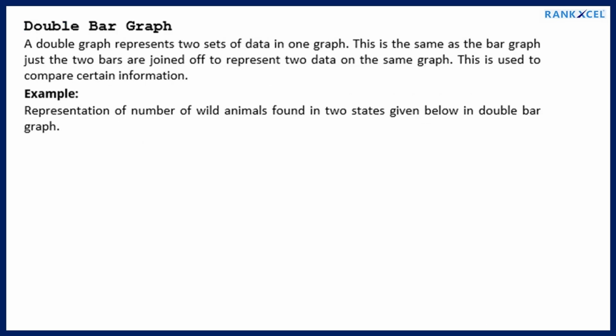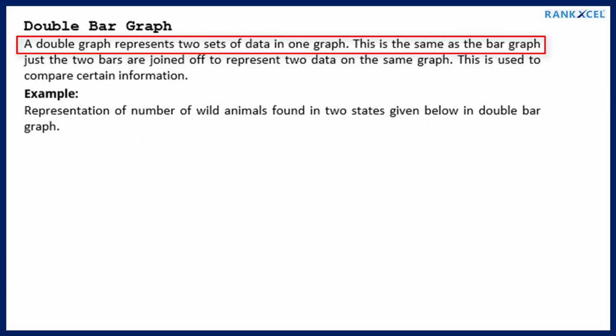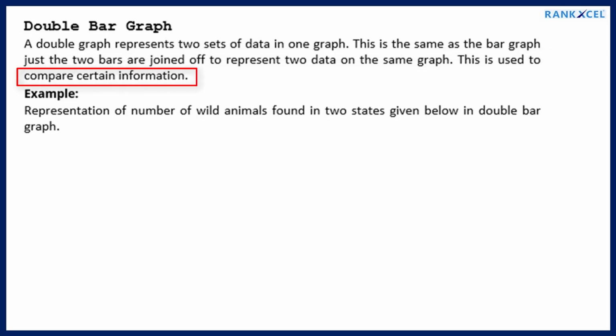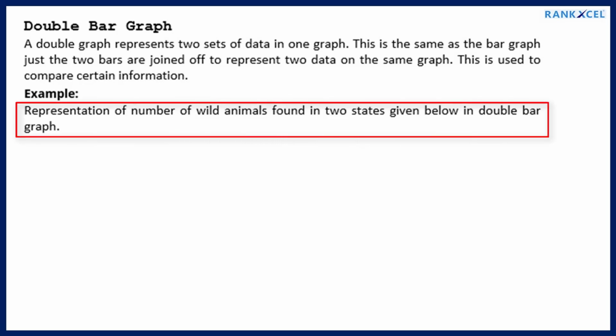Double bar graph. A double bar graph represents two sets of data in one graph. This is the same as the bar graph, just the two bars are joined to represent two data on the same graph. This is used to compare certain information. Example. Representation of number of wild animals found in two states given below in a double bar graph.